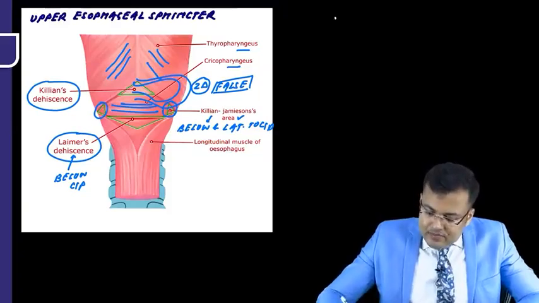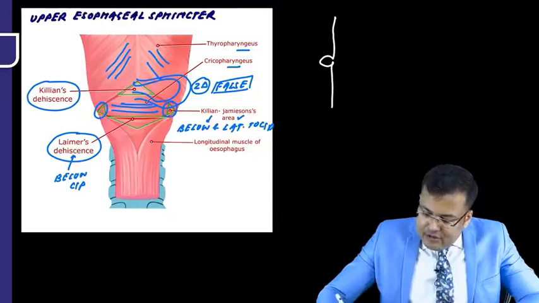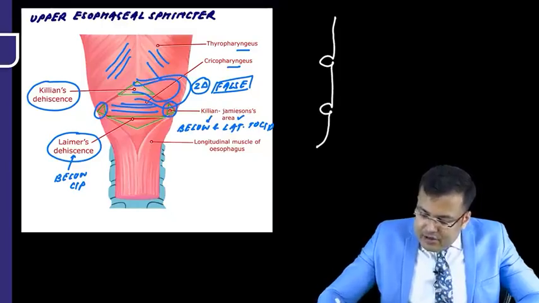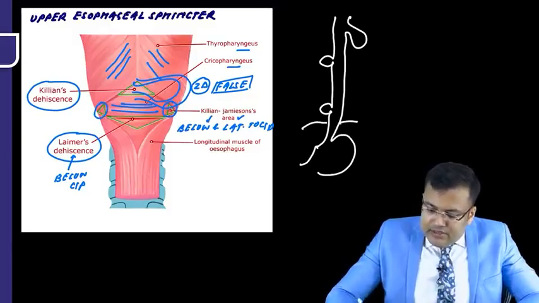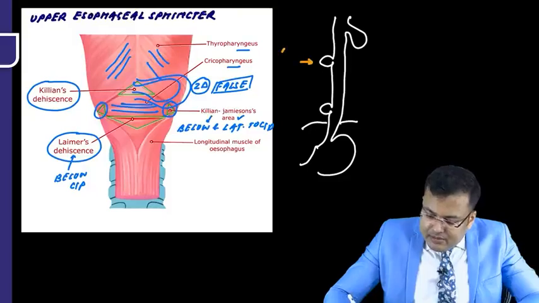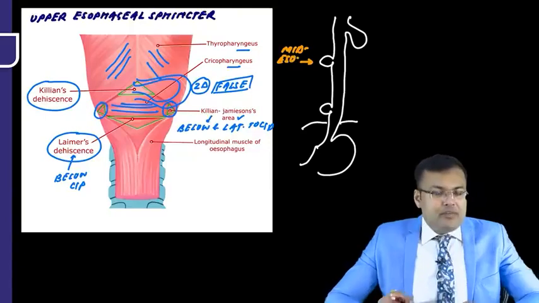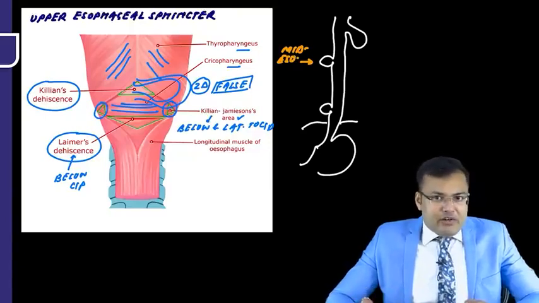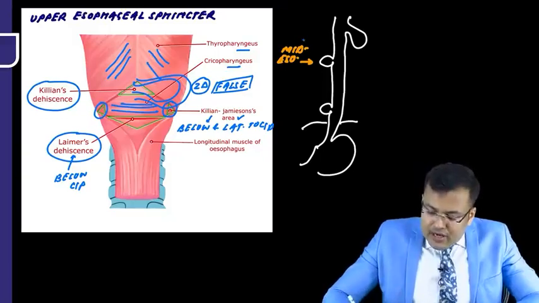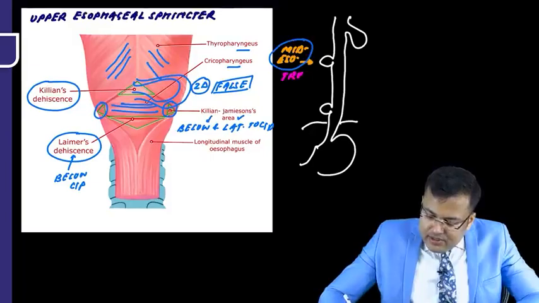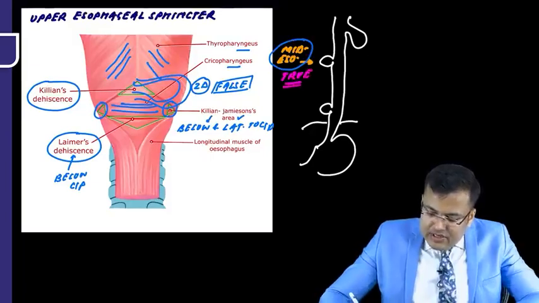You can see here. There is mid-esophageal diverticulum. There is epiphrenic diverticulum. Here you can see this is Zenker's diverticulum. Clear? So this one is mid-esophageal. It is also known as traction diverticulum. Mid-esophageal or traction diverticulum, it contains all the three layers. So this is the only true diverticulum in esophagus.